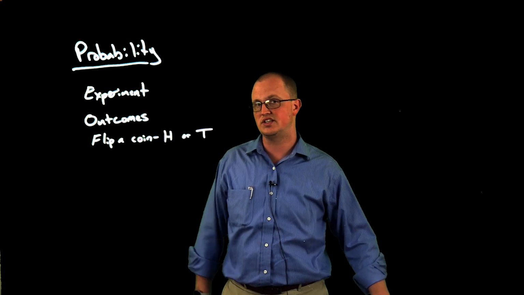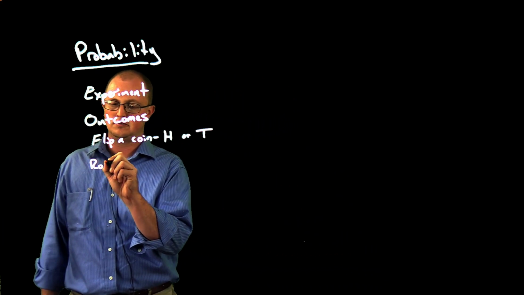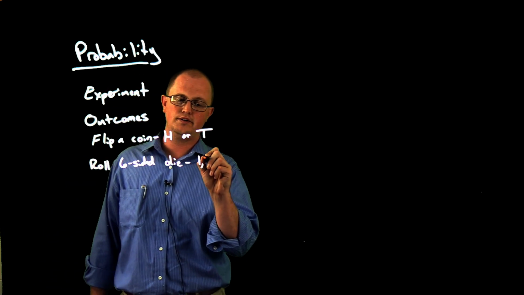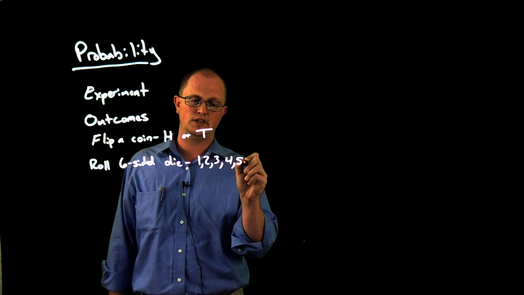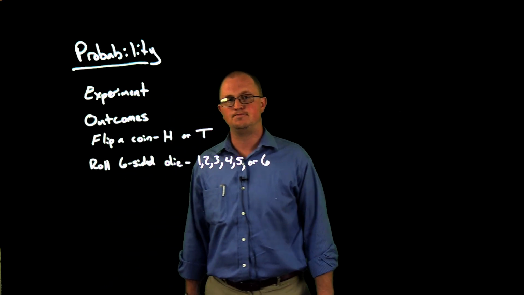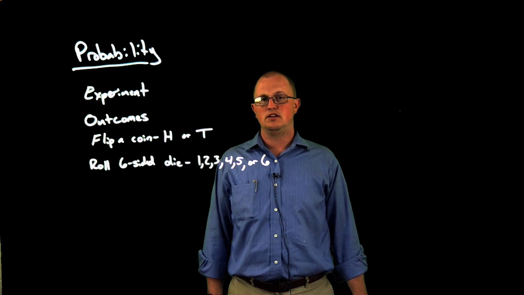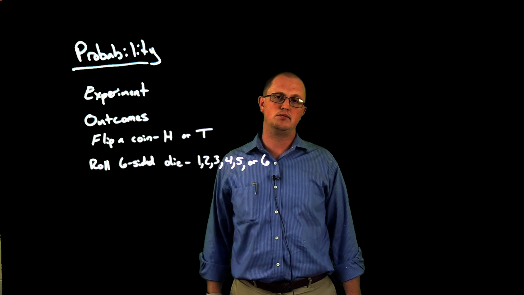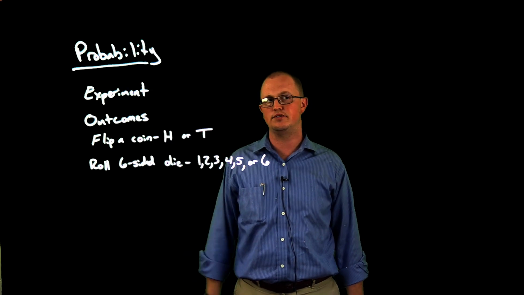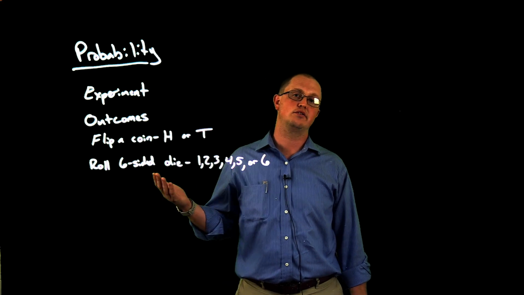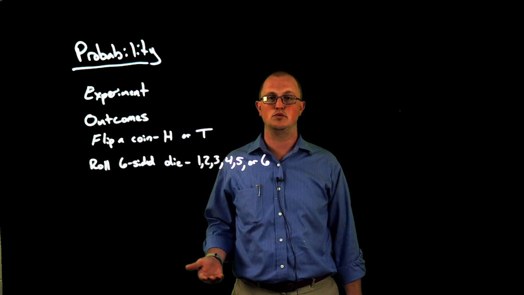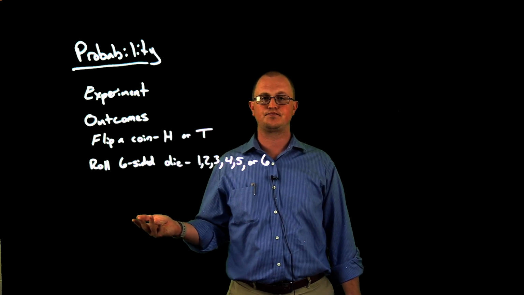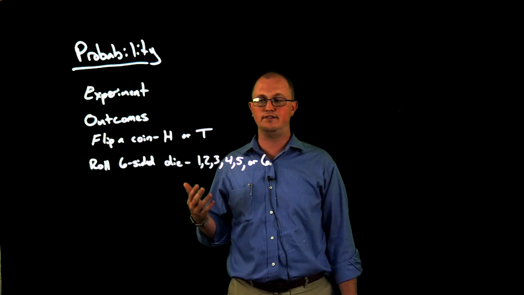If I'm going to roll a six-sided die, right, I could get a 1, 2, 3, 4, 5, or 6. If I'm talking about whether or not a baby is going to be born a boy or a girl, right, then those are the two different outcomes. And for each of those outcomes, we may want to strive to answer what is the probability of that outcome happening. And so these are what are called simple events.